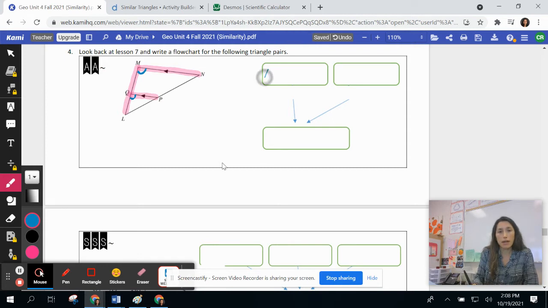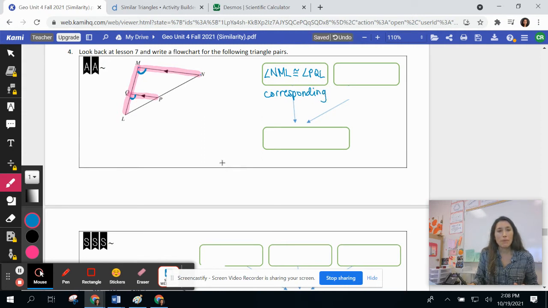So I'm going to call that angle NMQ or NML, either one, as long as M is in the middle, MNL, and we can say that that's congruent to PQL. And the reason they're congruent is because they're corresponding. And when you have parallel lines, your corresponding angles are congruent to each other.